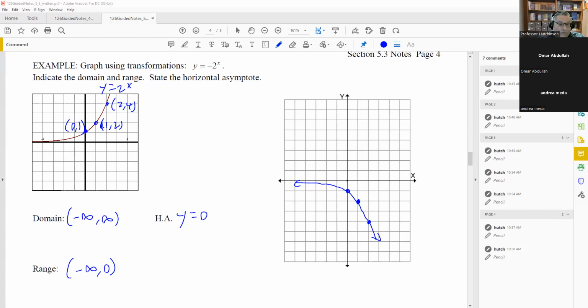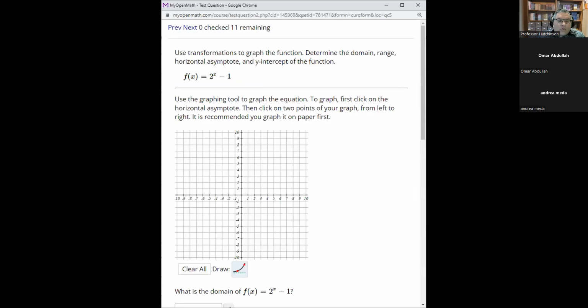Now, before we go further, what I want to do is show you what a question like this looks like in MyOpenMath. So I'm going to switch over and show you how you want to graph these in MyOpenMath. So let's take a look at this question right here. That's 2 to the x minus 1. So it's very similar to a previous one we did. The first example we did was 2 to the x minus 4, but now we have a -1. Let me show you how you're going to use this tool that's here.